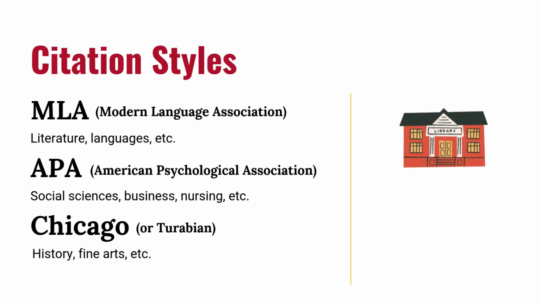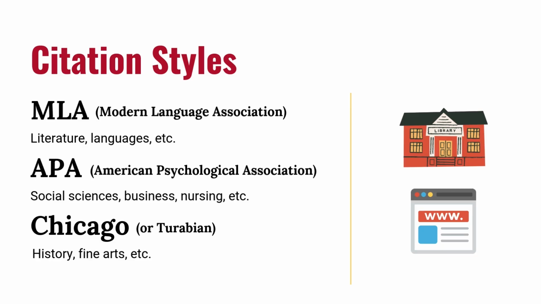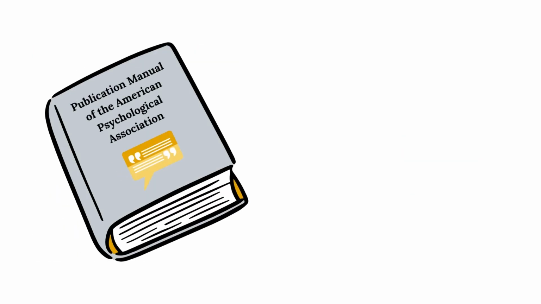You can find the full manuals for each of these styles at the library. You can also find shorter guidance on each style online in places like the UMSL Library website or the Purdue Online Writing Lab. When you find the guidance for your citation style, for example, the APA Publication Manual, look for the instructions on creating a citation for the type of source you are citing.